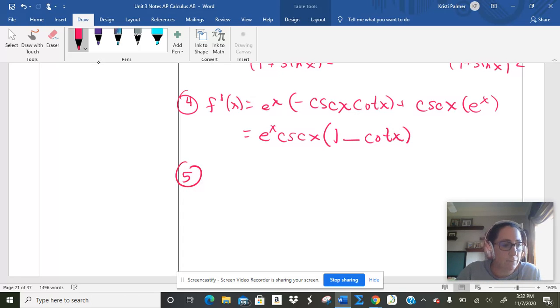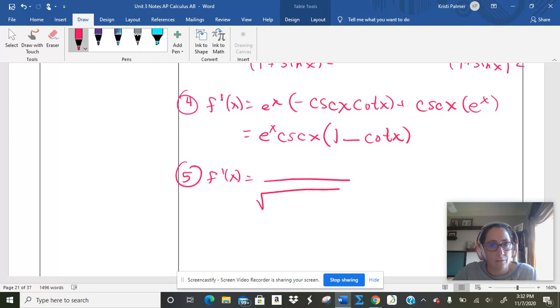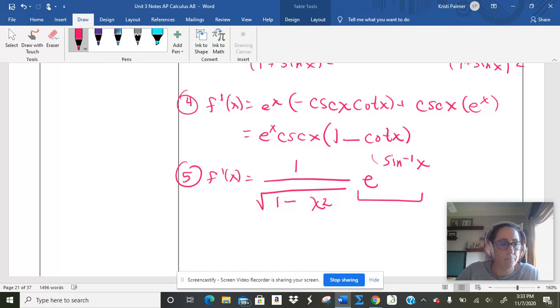Okay, number 5. So arc sine 1 over, and then still that arc sine of x. So that's where we brought over the exact same thing, and then we had to multiply by the derivative of that arc sine of x.